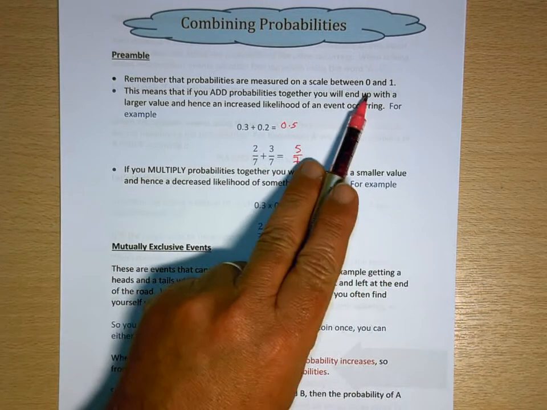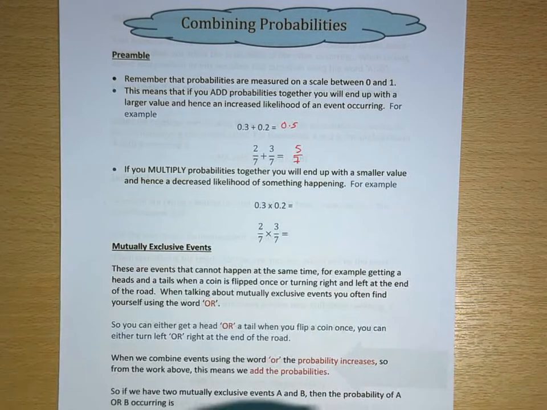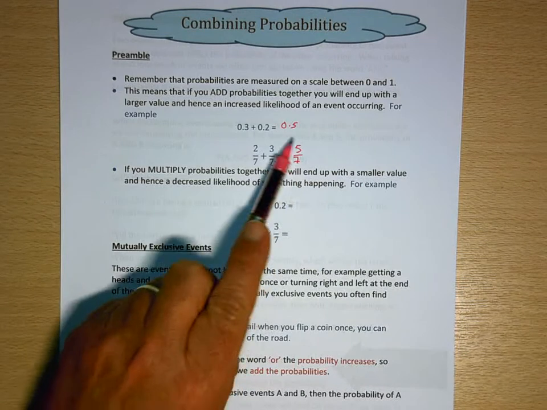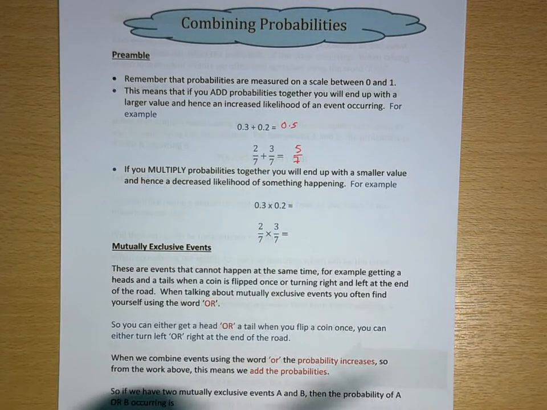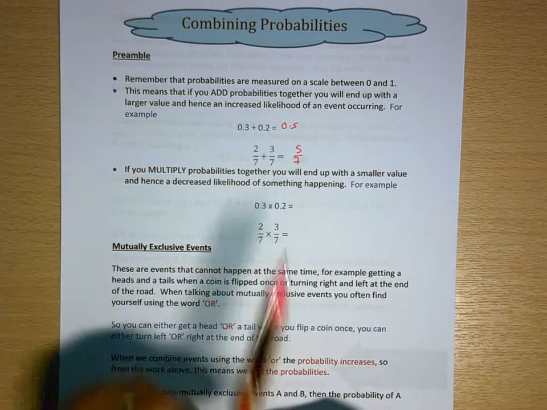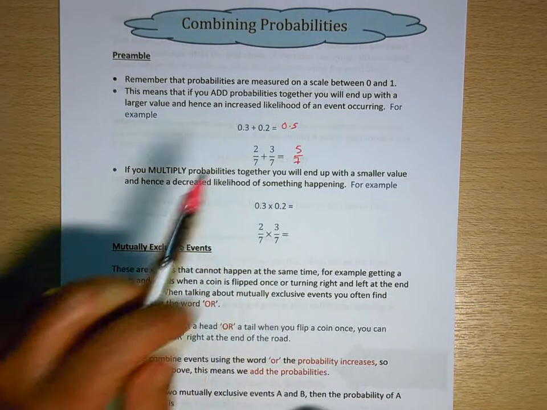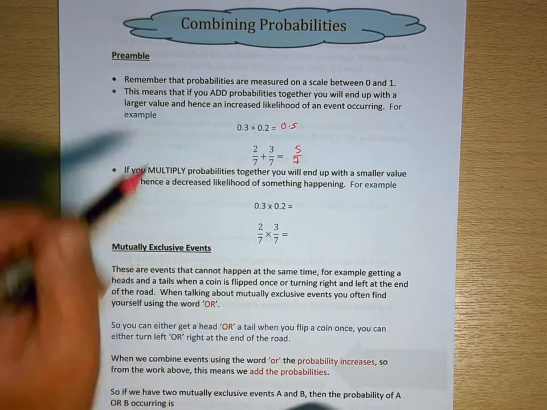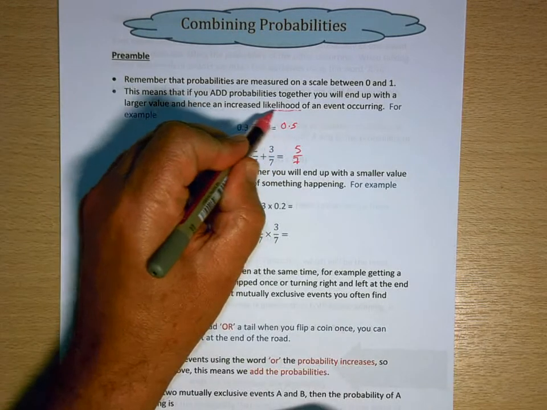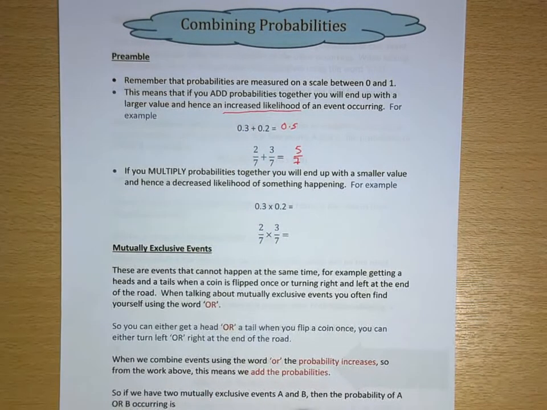But because we're talking about values between 0 and 1, you should never end up with a result or a combined probability which is greater than 1. If you do, you've gone wrong. So when you're adding probabilities, you're increasing the likelihood of something happening.